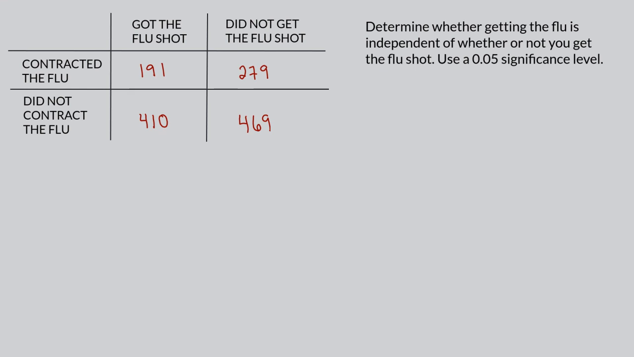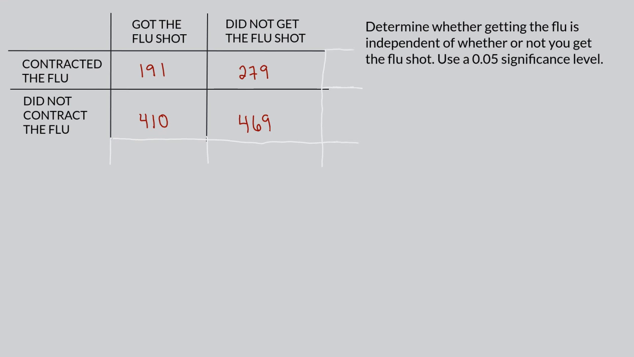Let's go ahead and determine whether getting the flu is independent of whether or not you got the flu shot. We'll use a 0.05 significance level to test this claim. So the first thing that I like to do with a test for independence in a contingency table is I actually like to draw an extra row and an extra column so that I can go ahead and write down row totals and column totals.